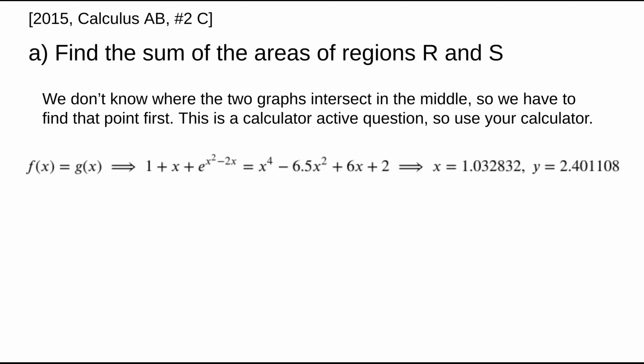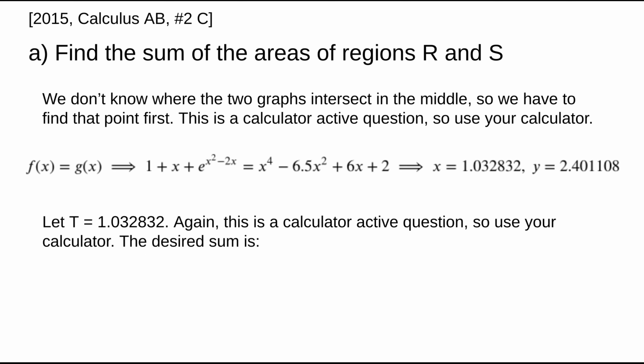1.032832 and y equals 2.401108. We're going to let t be this number 1.032832, and the reason we're going to do that is we're going to use this as a bound of integration, which is already going to be a slightly rounded answer because we're using a calculator.